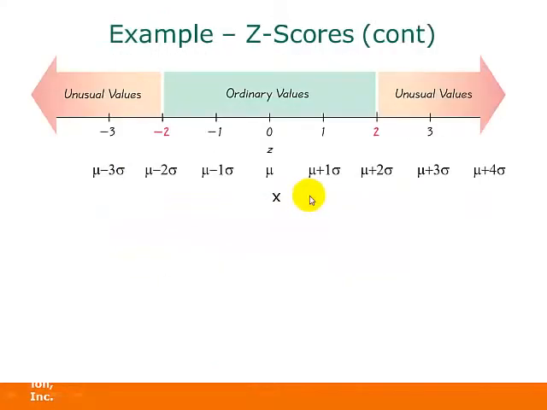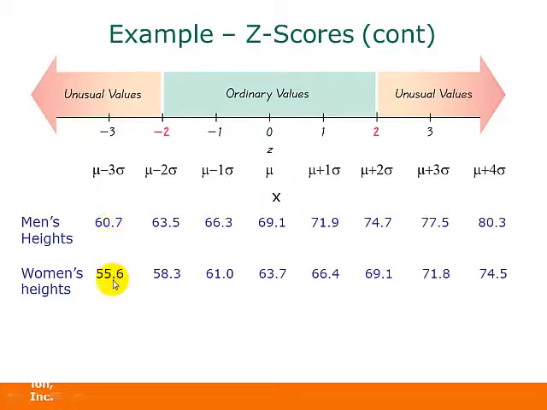Now, another way to think about this is to go back to our scale that compares our x values and our z values. So if we did this for both the men's heights and the women's heights, the value here in the middle, which is the mean, is 69.1 for the men and 63.7 for the women. And then for each one of them, if we go 1 standard deviation, 2 standard deviations, 3 standard deviations below the mean, we get these values, and these are taking the mean and adding 1 standard deviation, or 2 standard deviations, or 3 standard deviations, or 4 standard deviations.